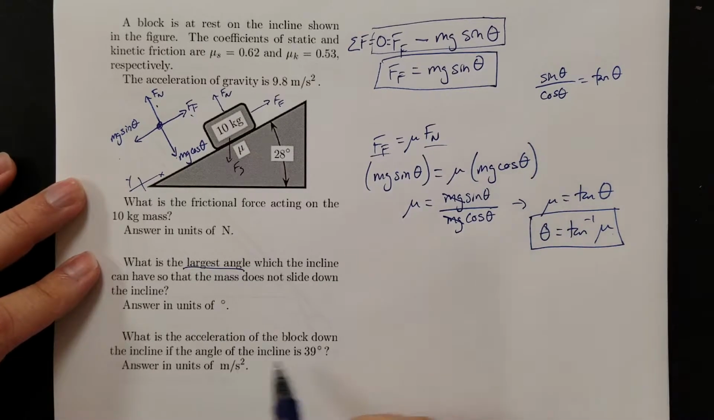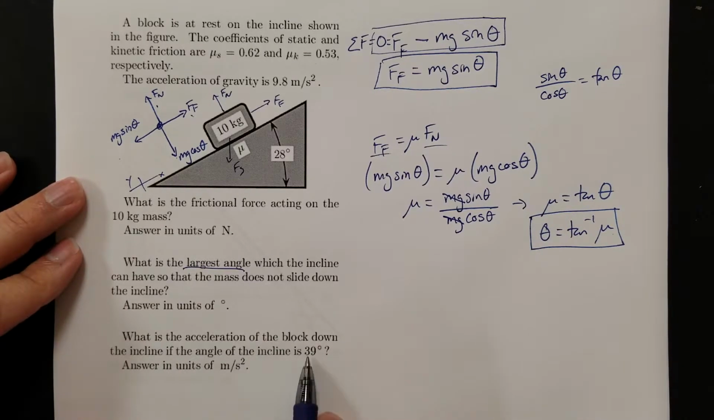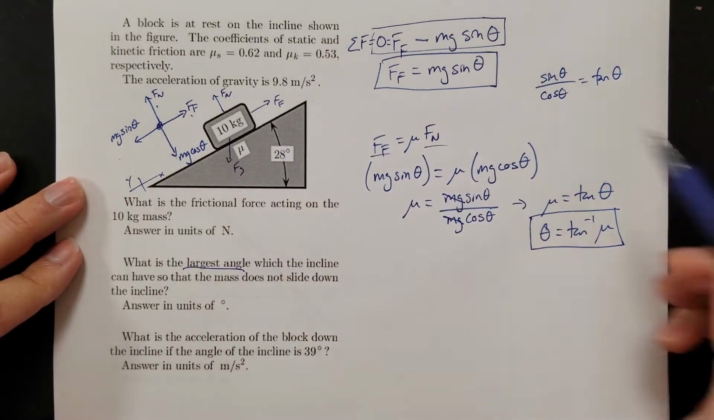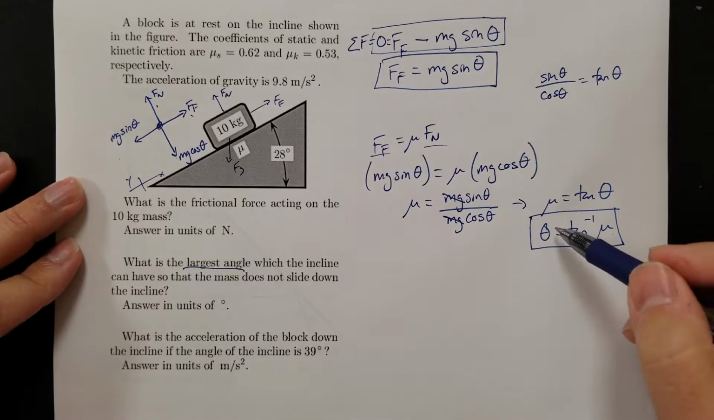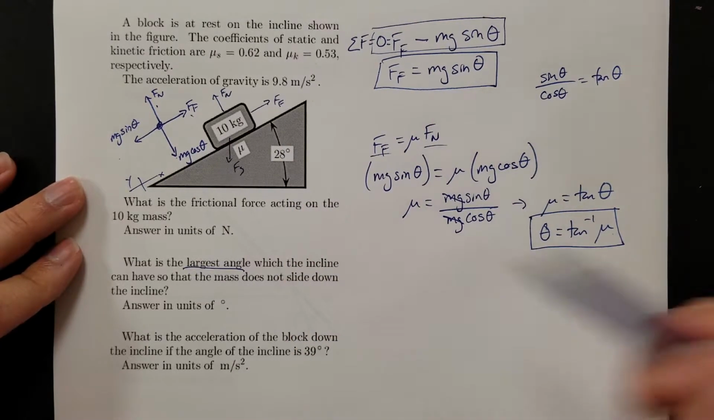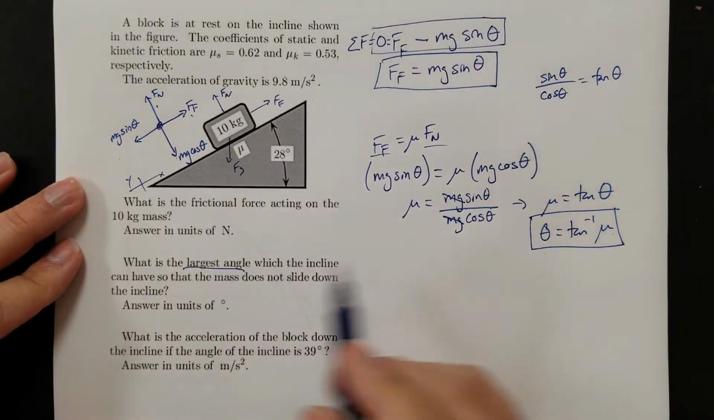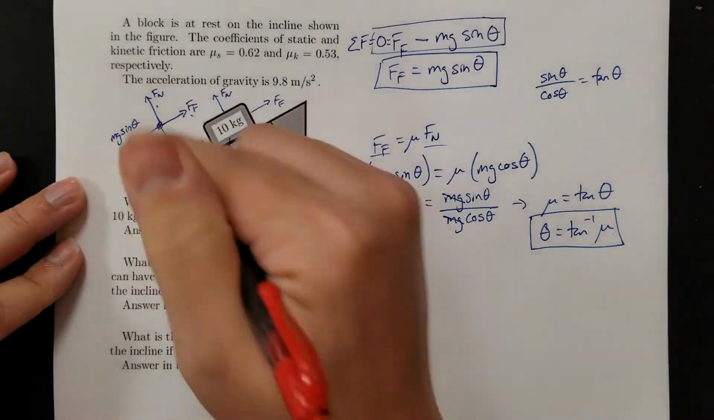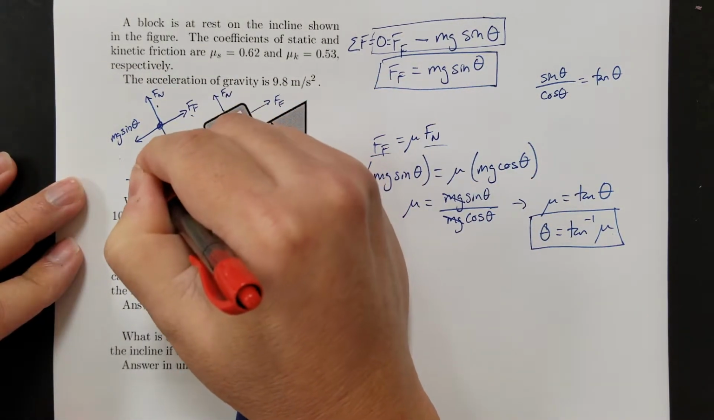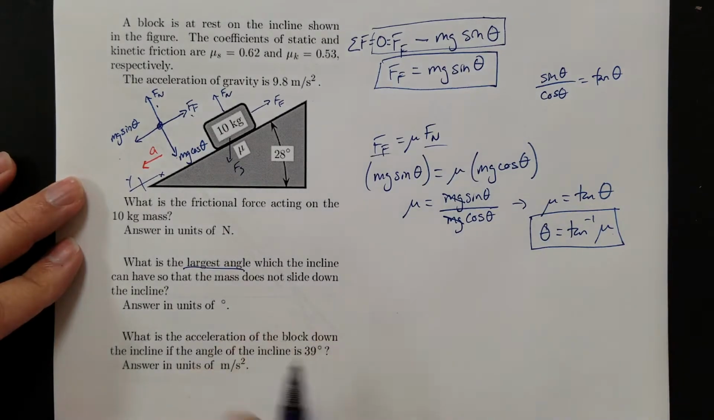Okay, and then for the third one, what's the acceleration of the block down the incline if the angle of the incline is 39 degrees? So now I'm going to a higher angle, so it's actually going to slide, right? So the previous angle is going to be less than 39. So I'm going higher, right? So now it's sliding. So now when I look at this thing, it's going to accelerate, let me draw it here. It's going to accelerate down the ramp, right?